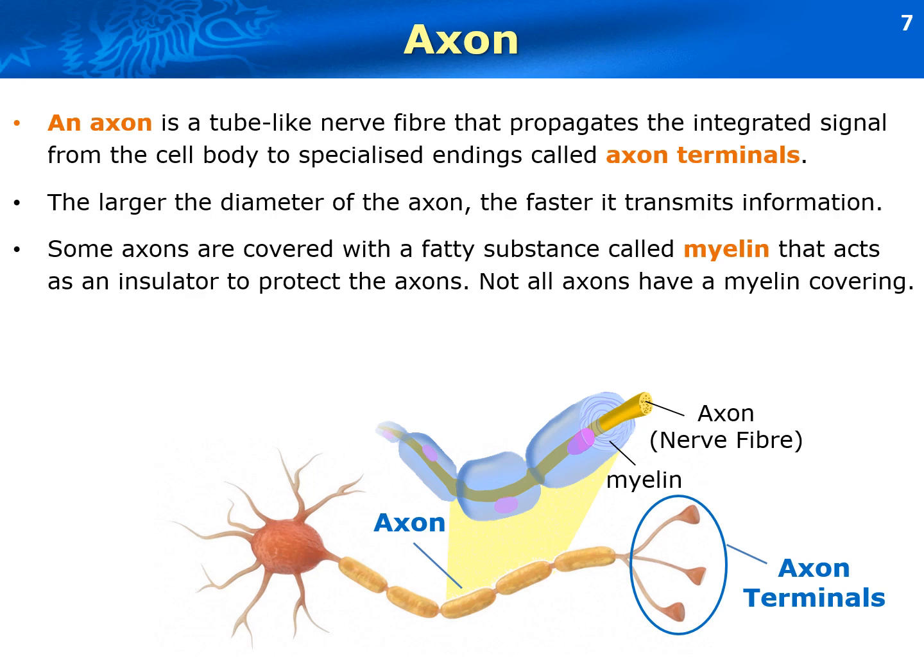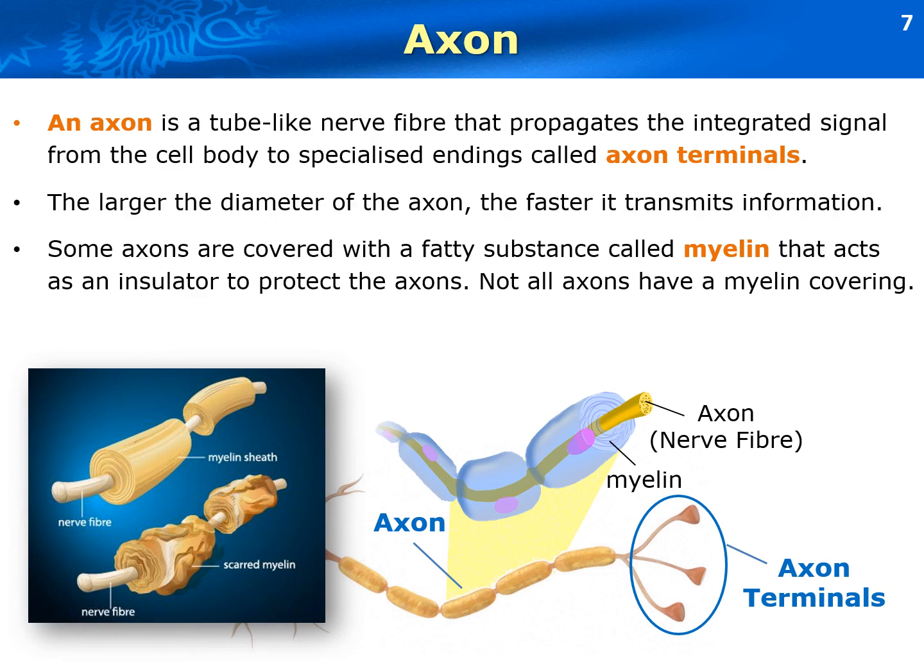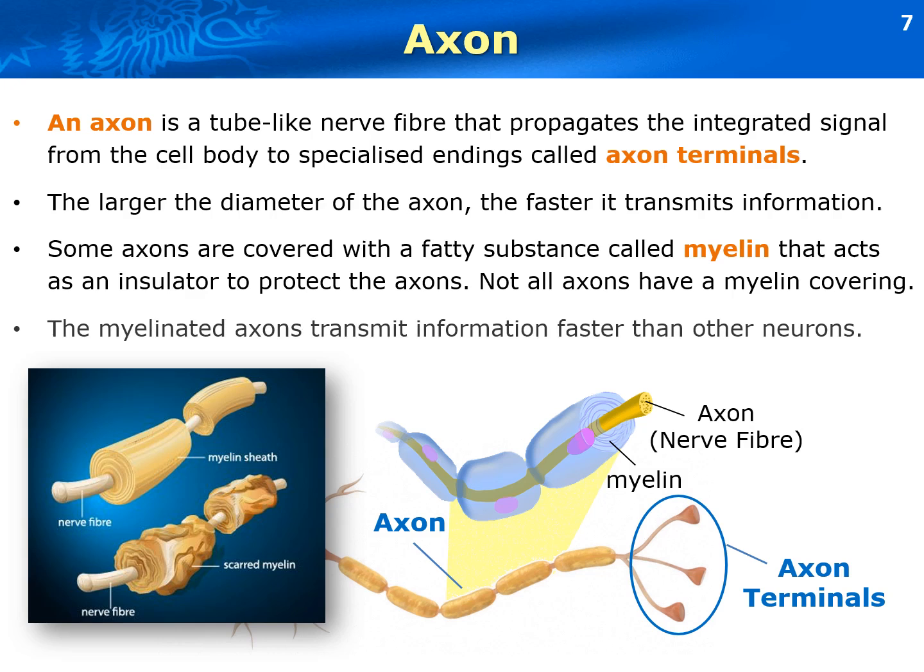Some diseases may result in damage to the myelin in our brain. This picture provides a comparison between a normal myelin and a damaged one. When the myelin is damaged, information transmission may become slow or even stop, leading to neurological problems. In general, the myelinated axons transmit information faster than other neurons.